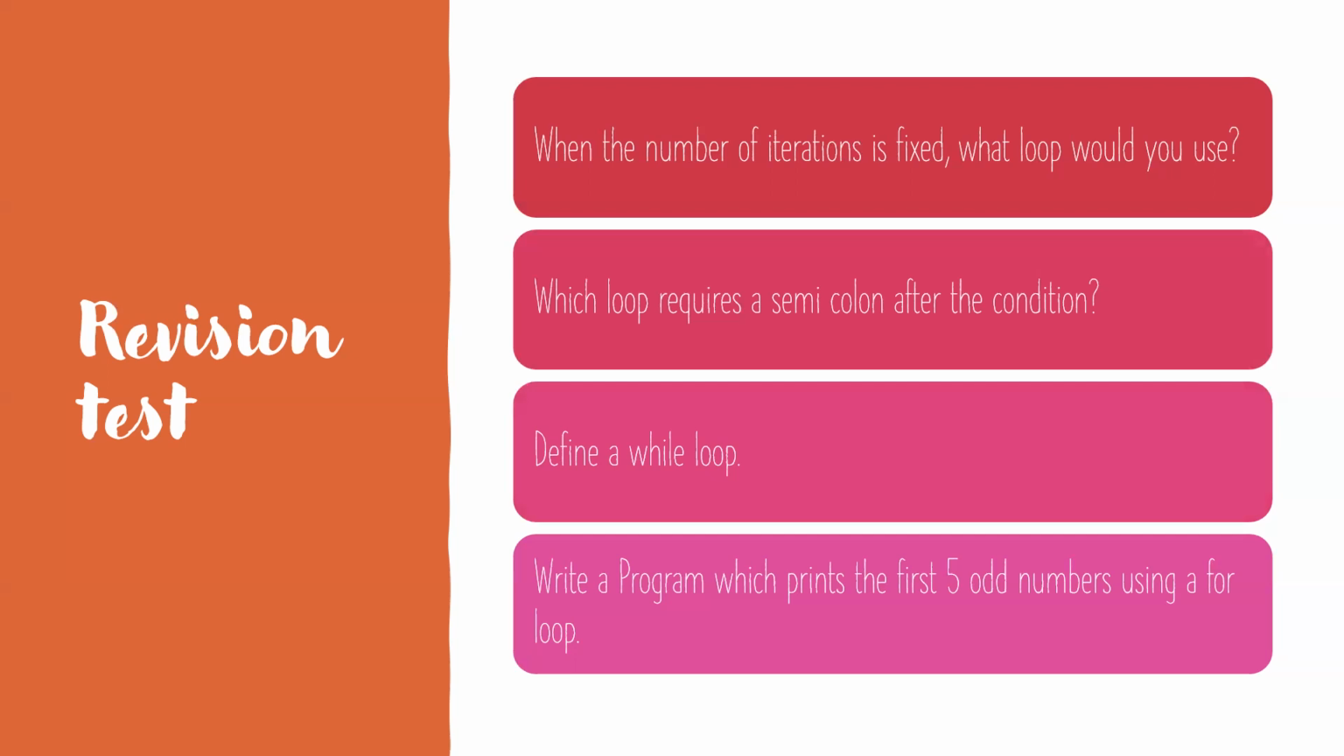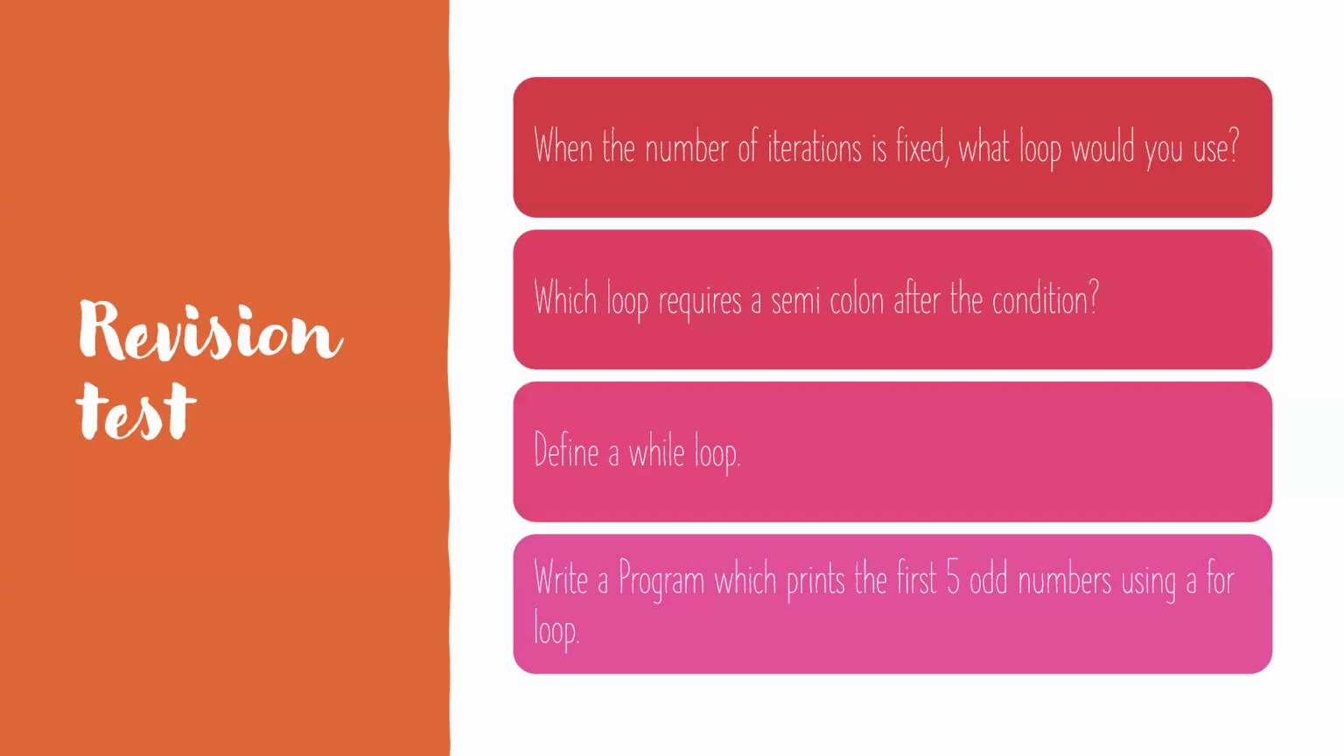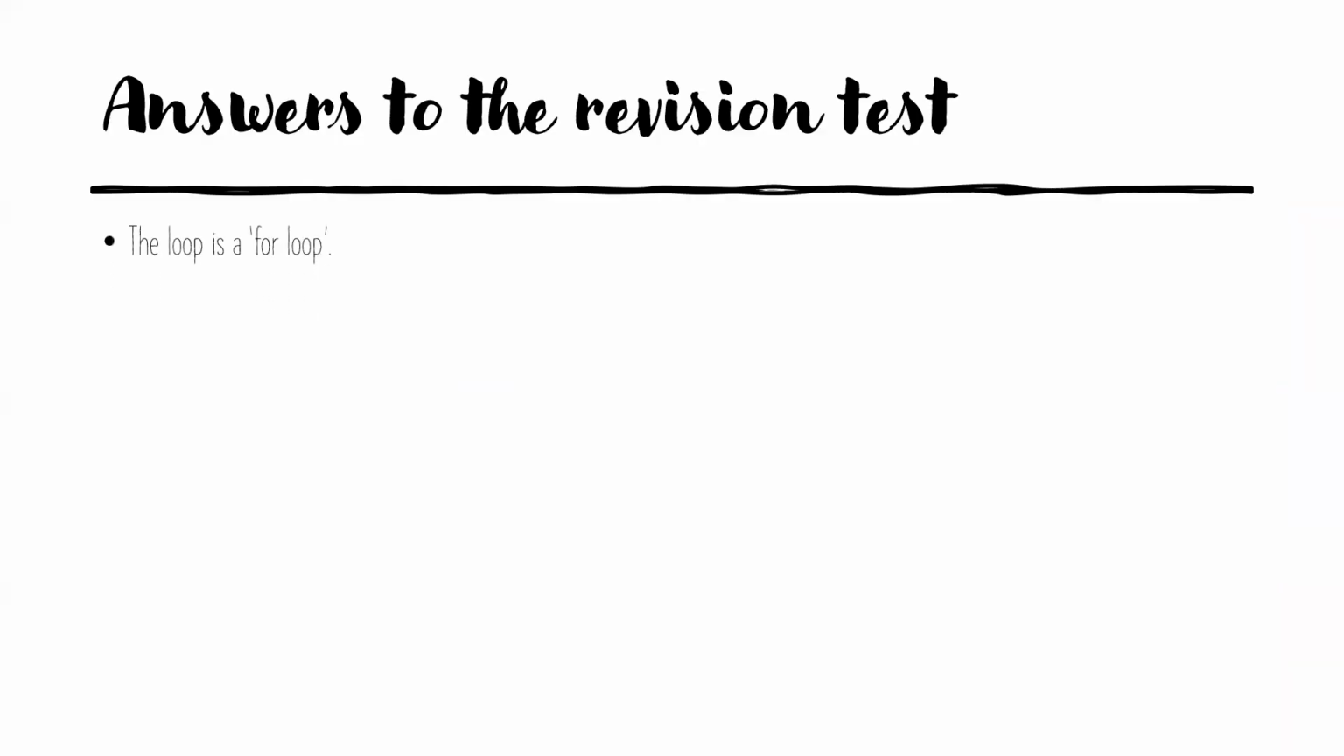So here we go. These are the answers. Our first question was, when the number of iterations is fixed, what loop would you use? For a while loop and a do while loop, the number of iterations is never fixed. You can do it when it's not fixed as well. So when the number of iterations is fixed, you use the for loop.